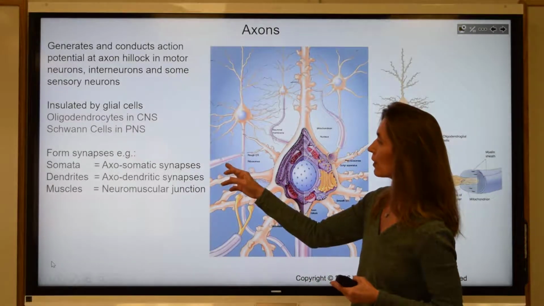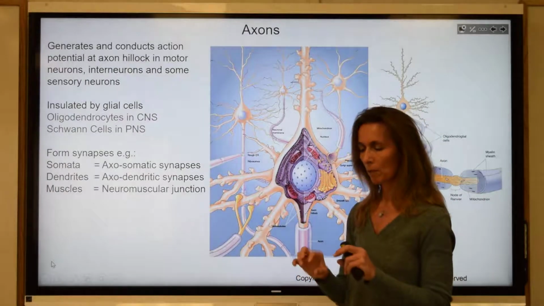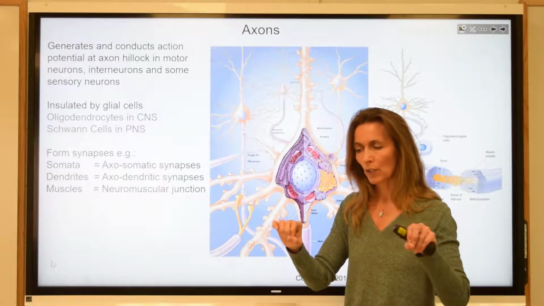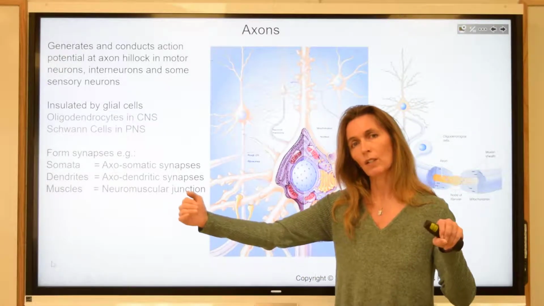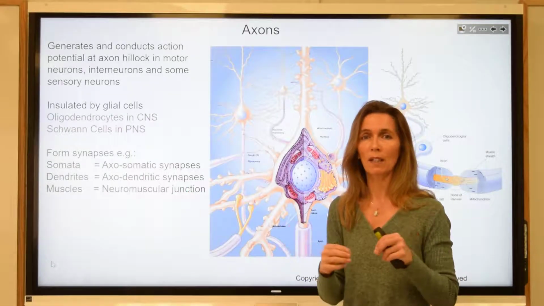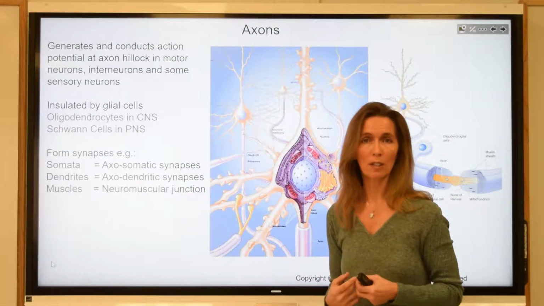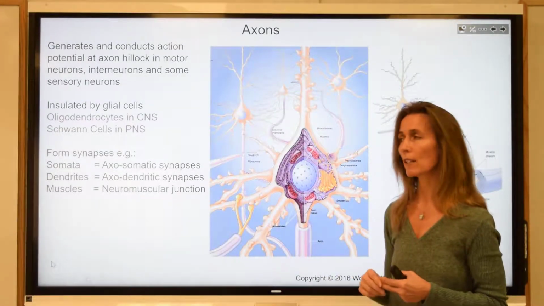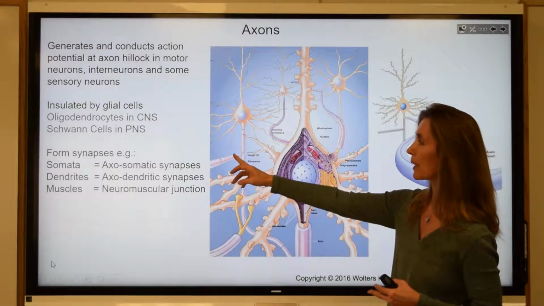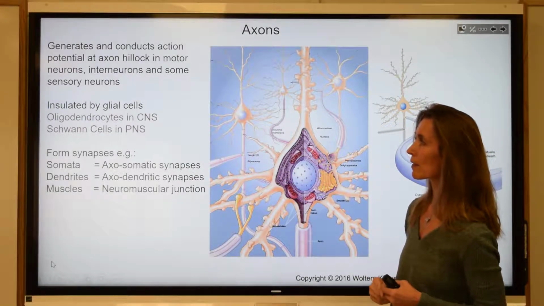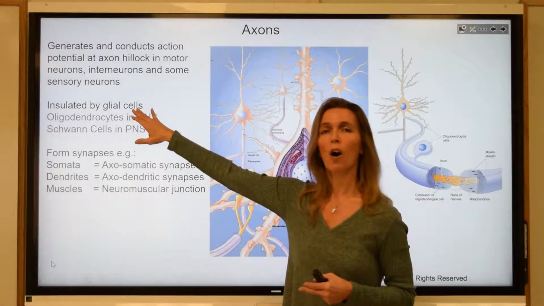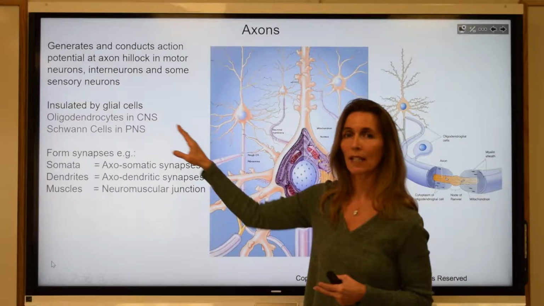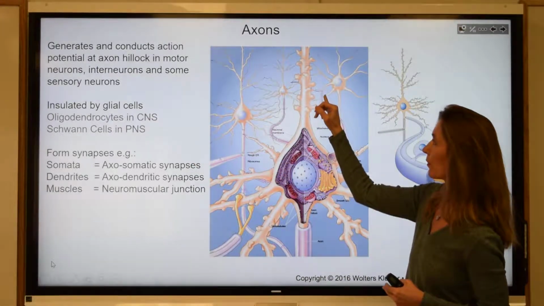So this insulation, you can compare this very much with the plastic insulation around an electric wire. It insulates this neuron, and so the current within the neuron can travel much faster than compared to neurons that are not insulated. There are two different types of glial cells that surround the axons in the mammalian central and peripheral nervous system. They're the so-called oligodendrocytes, and they insulate the axons in the central nervous system of mammalians.